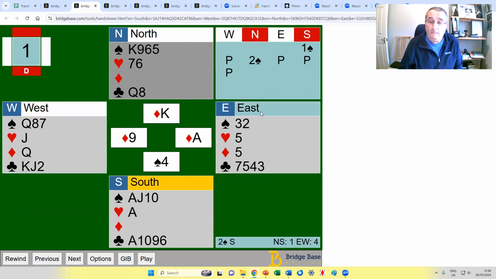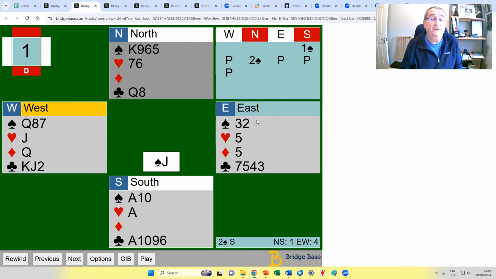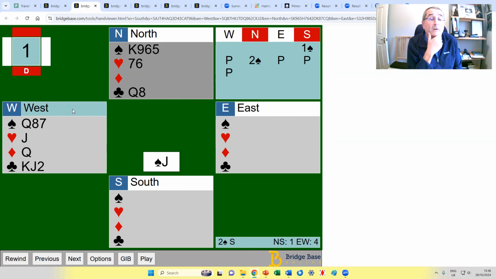And now Declarer, having got in, leads the jack of spades. And if we look at West hand here, West, you might be thinking about covering an honor with an honor, but that's probably a mistake here.